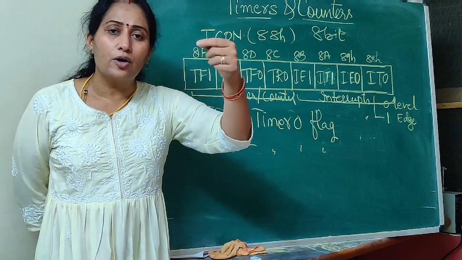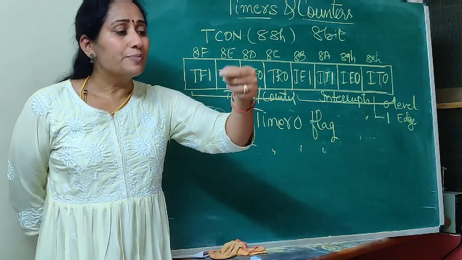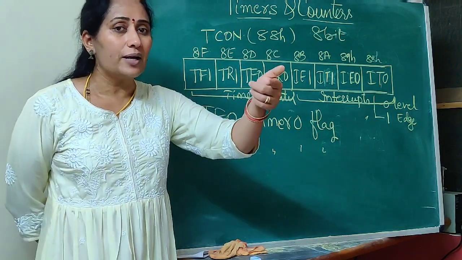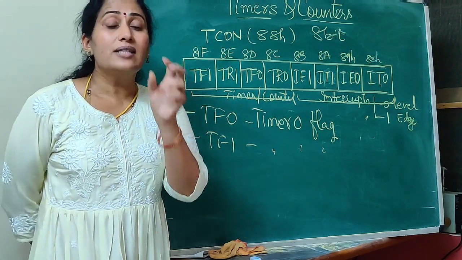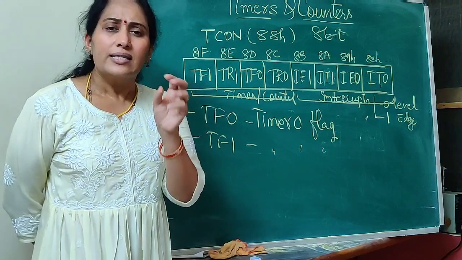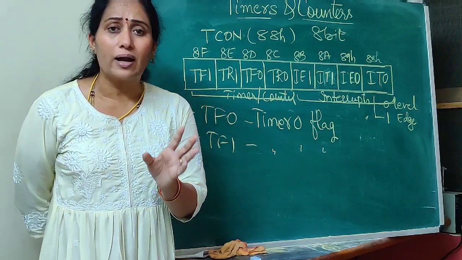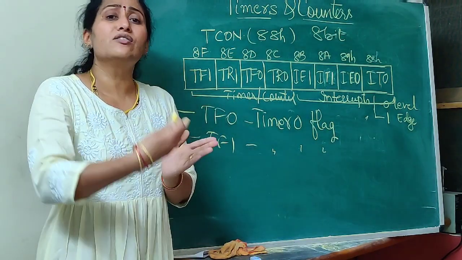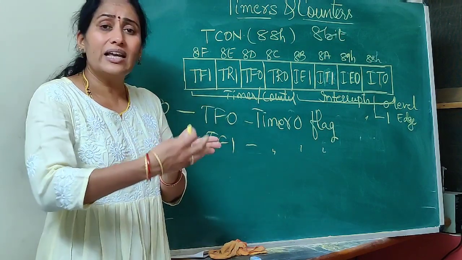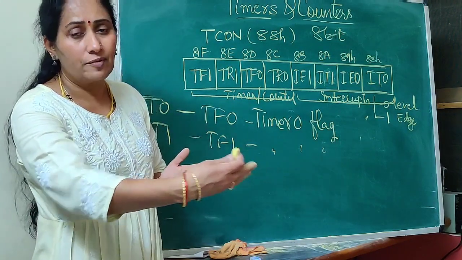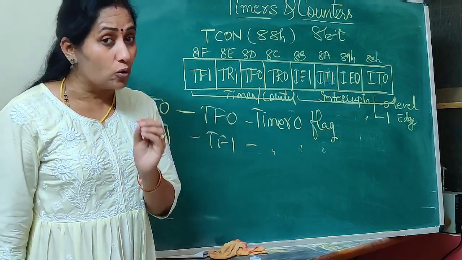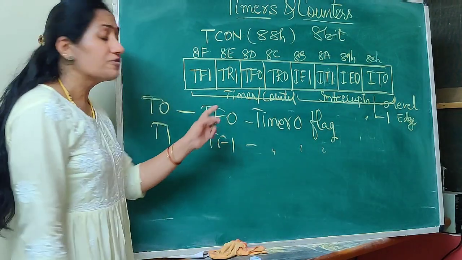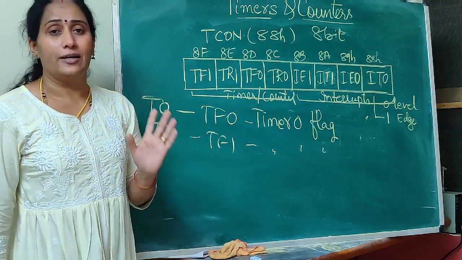Once the maximum count is reached, then with the next pulse, the rollover takes place, that means it becomes 0. So when it becomes 0, some indication should be there to the programmer that the timer operation is finished or the counting has reached the maximum value. So in order to indicate that, in order to inform the programmer, the status of the flags is going to be read.